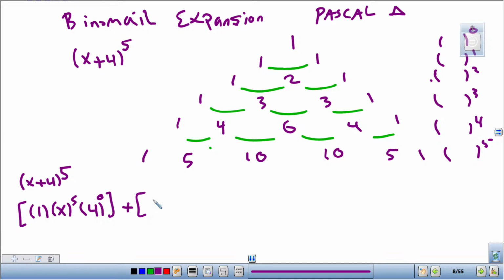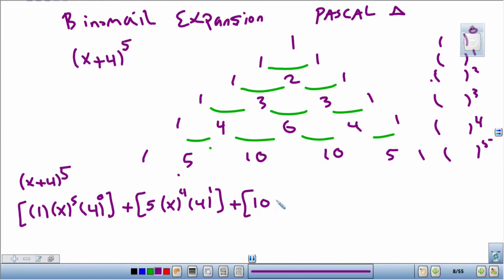So I borrowed 1, and I'm going to borrow 5 from Pascal. I did borrow 5 from Pascal now. That's 5. Then I'm going to take the first item, x, and then you reduce the power for the x. That becomes 4, while you increase the power for the other guy. So one goes down, the other goes up. So x to the 4th, and then 4 to the 1st power. You close that bracket. Add.